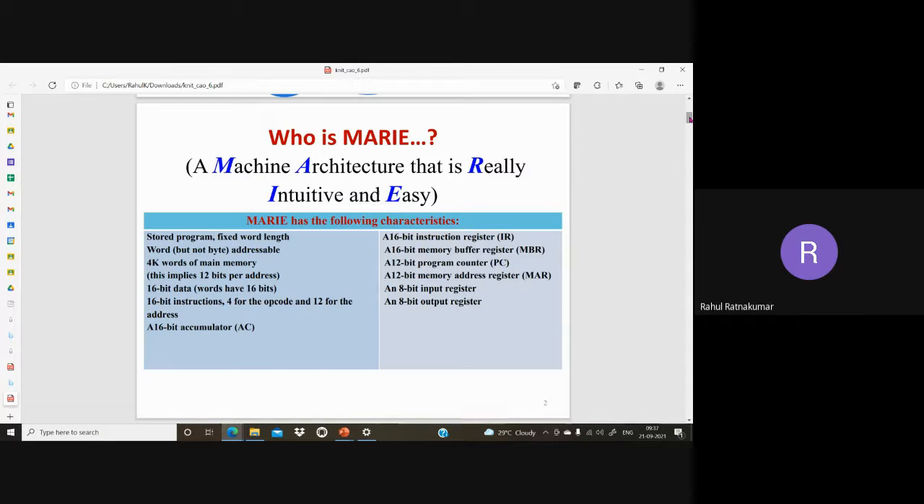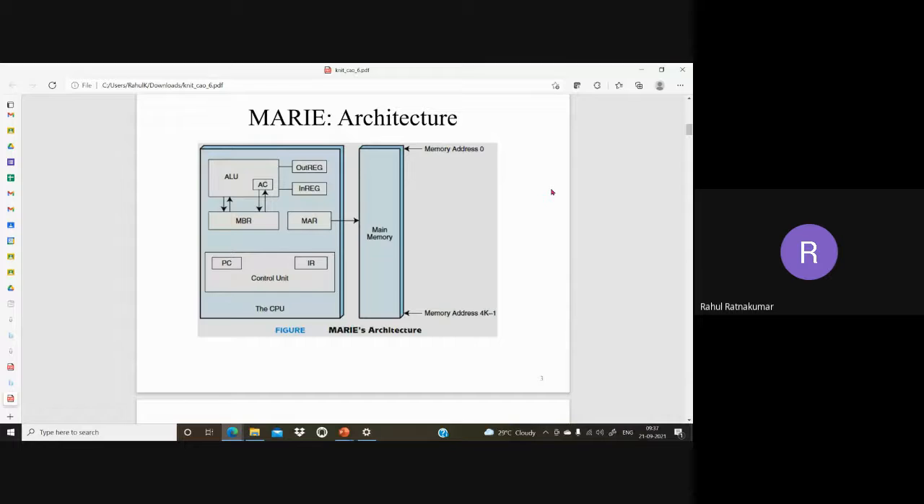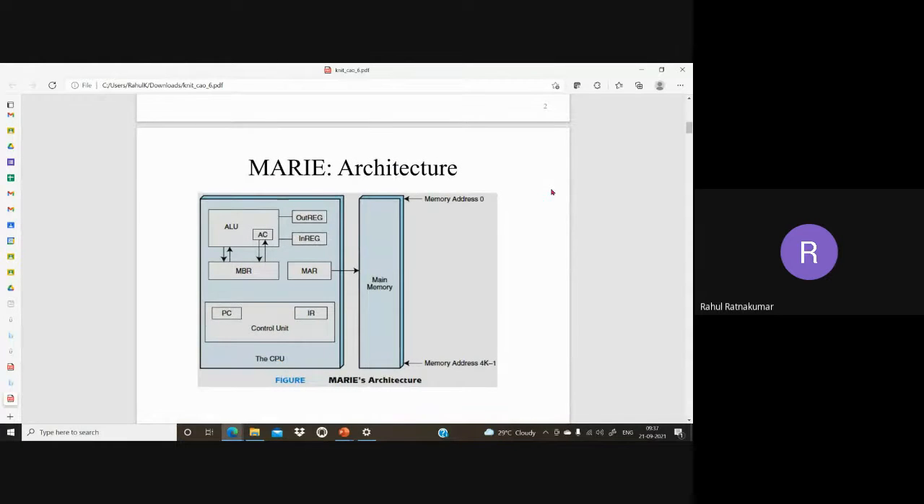So it's nothing but a machine architecture that is really easy. It's really intuitive and easy, right? So we discuss all those in this architecture of Mary. We can see a lot of things which are important here, which we discussed last time. Also, we can see the important registers. You should remember the important registers.